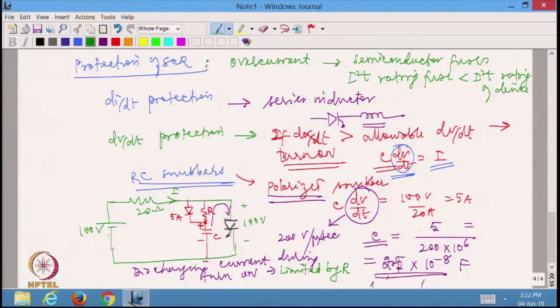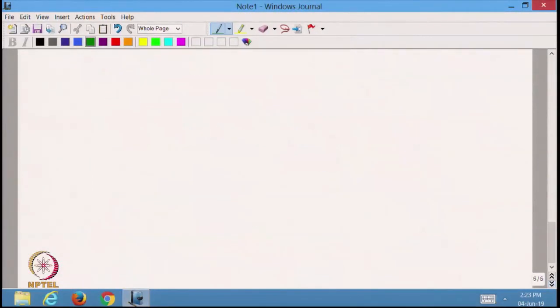So, I have the function of the diode spelt out, the function of R spelt out, and the capacitance spelt out. So, this is essentially talking about the RC snubber. With this, we are concluding our discussion on SCR.